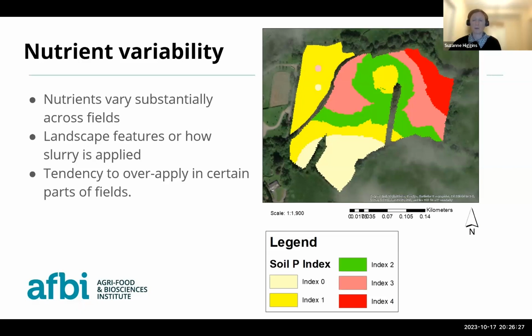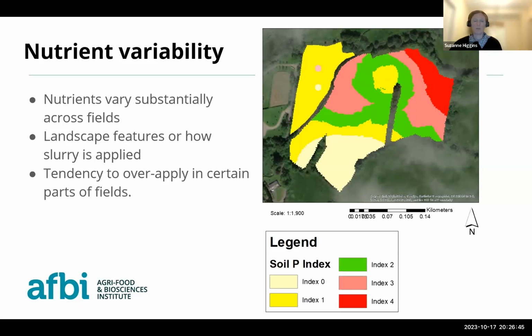Now it's maybe because of the way nutrients are applied. For example, with slurry, part of a field may just naturally get more nutrients if it's easier to get into that part of the field, so there could be greater slurry applications than on another part if it's at the bottom of a slope or whatever way the field is.